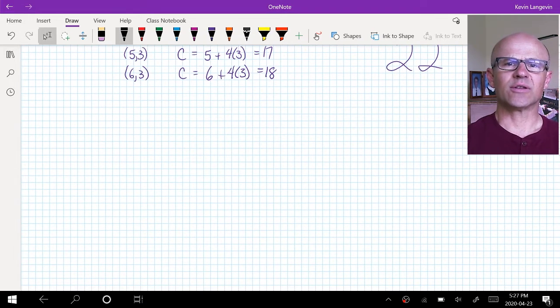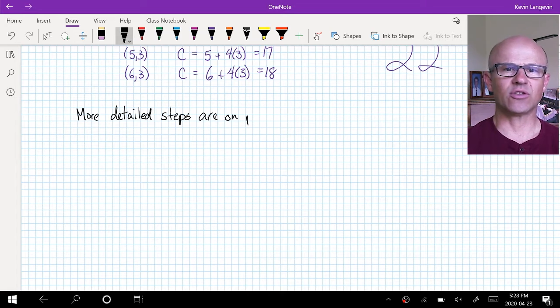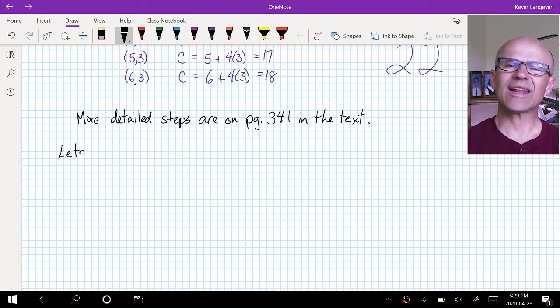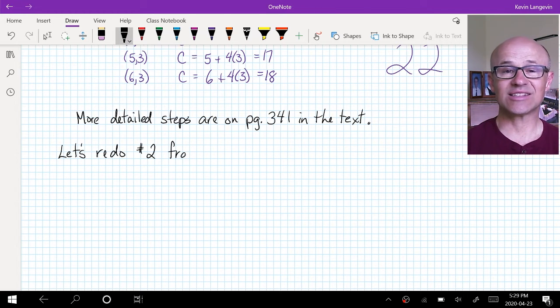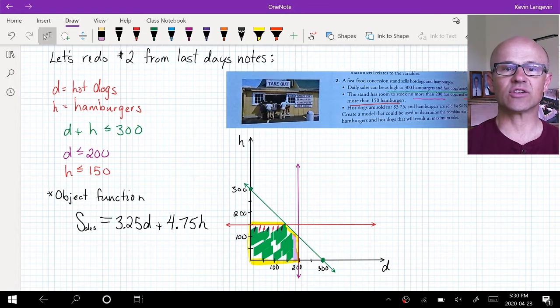There's a few more steps that are more clearly shown in the textbook. You'll find this on page 341. What I'd like to do now is go back to last day's lesson and take example 2 again, the hot dog and hamburger question, and let's look at that because we never really truly finished it off. We did all the graphing. We found the shaded region. It's in that yellow highlighted section.